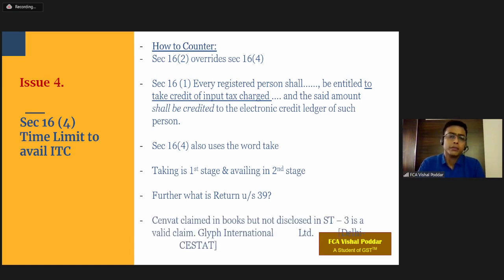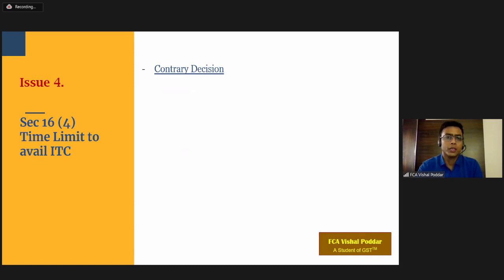Next, we have a pre-GST era decision in our favor, where Cenvat credit was claimed in the books, but it could not be disclosed in the then returns, which was ST3. Still, in Gulf International Limited, the Honorable Delhi CESTAT has said that even though you disclosed it in your books but failed to report it in your returns, still the credit is eligible. So this is a very relevant case to us. You can always use this as a counter.